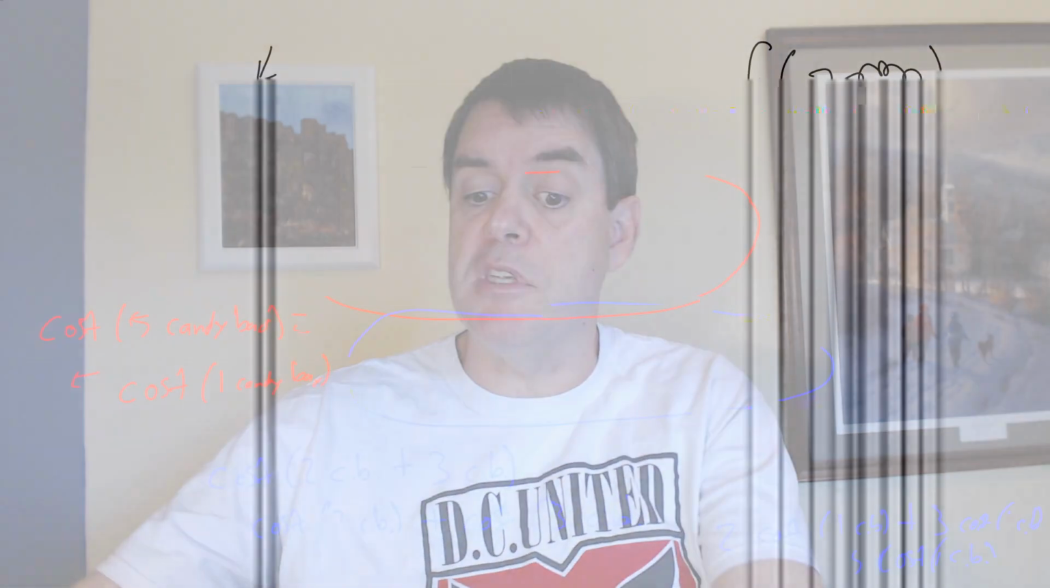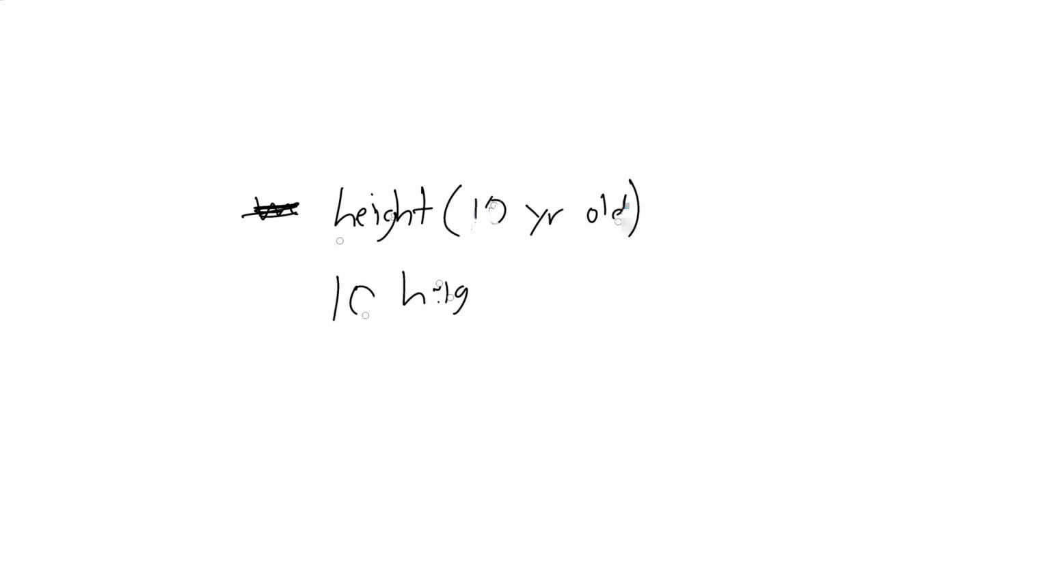Let me give you an example of something that's not linear, though. It's also very common, right? So suppose somebody told you, hey, I really want to know, let me not do weight, let me do height. It's a little bit easier to get your head around. What if I wanted to know what the height of the average 10-year-old was? Well, is that going to be 10 times the height of the average 1-year-old? I would say probably not.